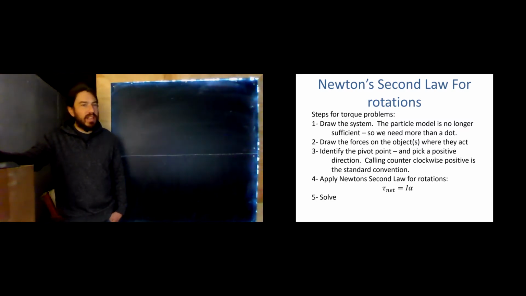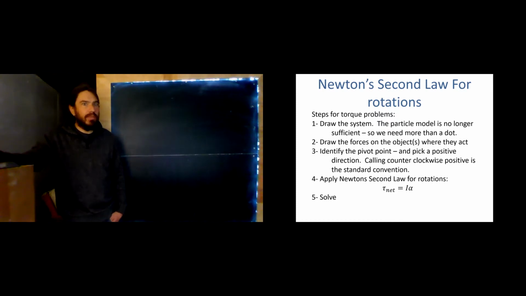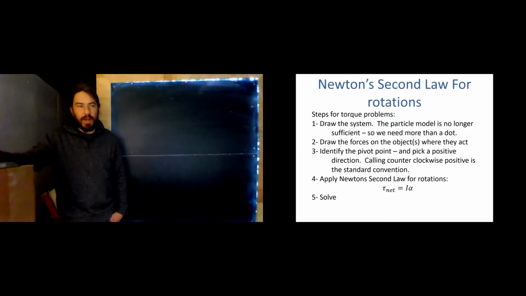So the pivot point in these problems will generally be pretty obvious. In the next chapter, when we start talking about equilibrium and torques, it won't necessarily be obvious. But it's really important to go through the process of saying, where is the pivot? Most of the time, the problem will make it clear where the pivot is, but it's still really important that you go through that process.